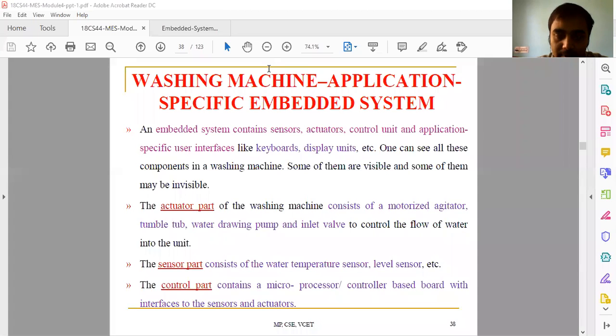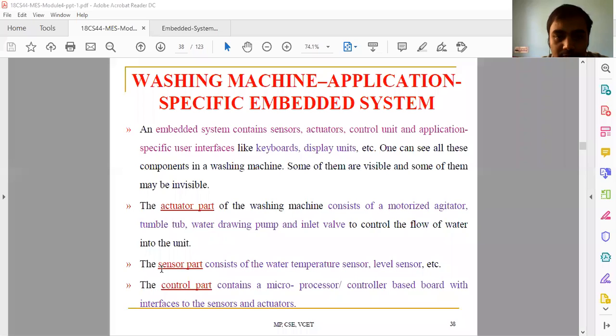There are two types of tubs. We'll discuss that. Next, water drawing pump and inlet valve. There are two inlets. One is used to draw the water, and the other is to send the dirty water from the washing machine to the drain. So the water drawing pump is used to draw the water from the inlet, that is from the tap. The inlet valve is connected to the drawing pump only to control the flow of water into the unit, towards the washing machine.